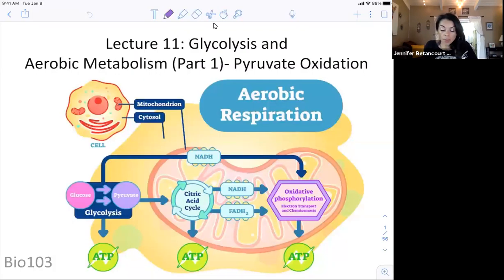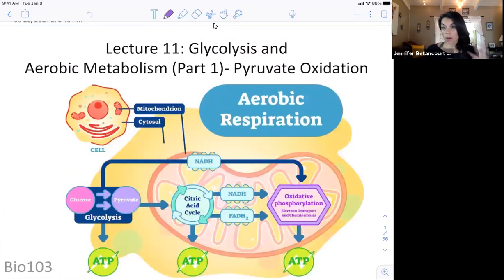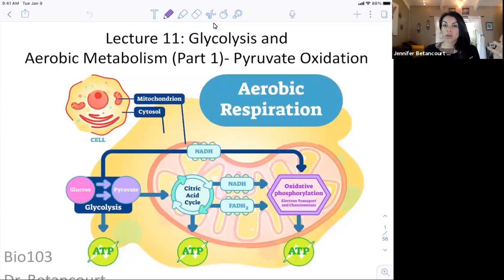Okay, so you were tasked with watching lecture 10 as an asynchronous lecture, and that kind of just introduced the sugars, the monosaccharides, the polysaccharides, and now we're going to talk about what the cells do with those macromolecules. And so really lecture 11 through I think 13 is just taking us through the breakdown and the modification of a glucose molecule all the way until the cell makes tons of ATP, barring oxygen in the cellular environment.